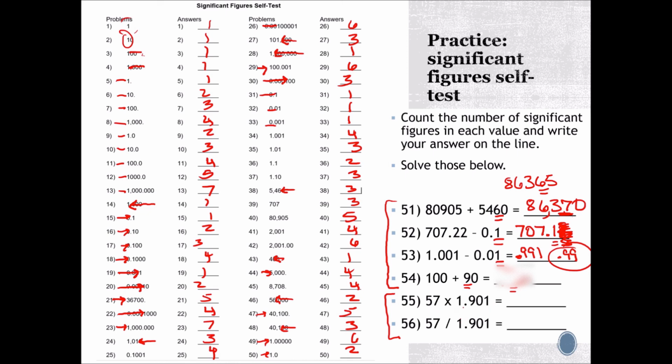55, you are multiplying these two values together. In the calculator, it gives you 108.357. You need to round this to 2 significant figures, not 4 significant figures. So 108 is going to round up to 110. So 110 is your final answer.